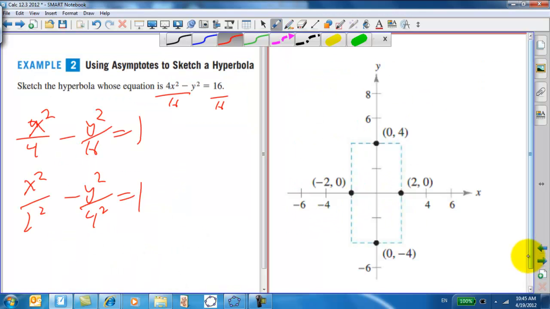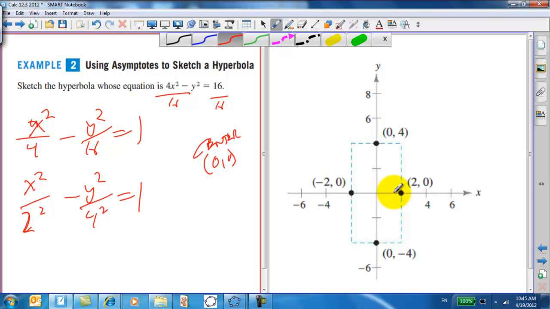Now there's a lot you can do right now in terms of this box of extent. See this box right here? The center here is at 0, 0, because we're not subtracting anything from the x or the y. And now we're going to go 2 each way in the x and 4 each way in the y. See the 2 each way in the x, 4 each way in the y?